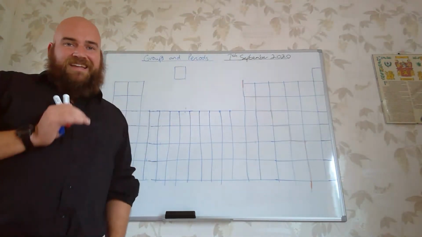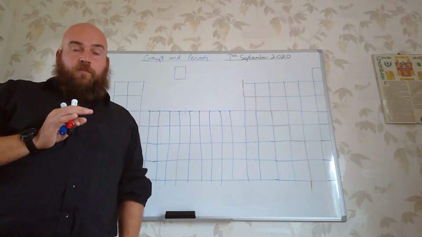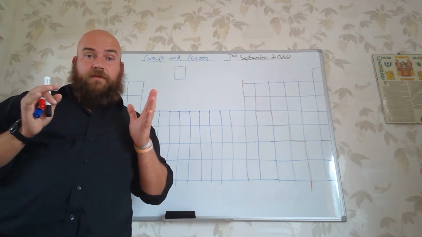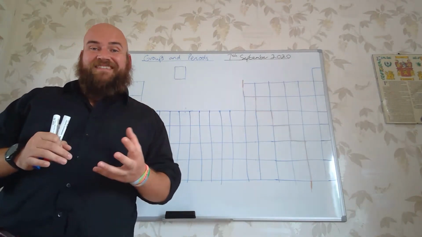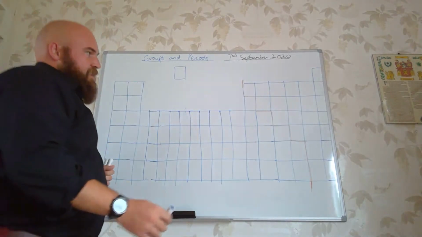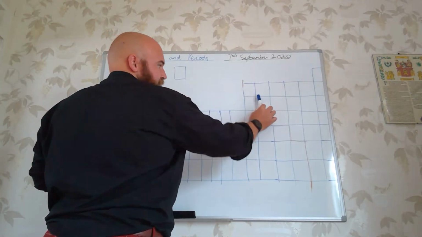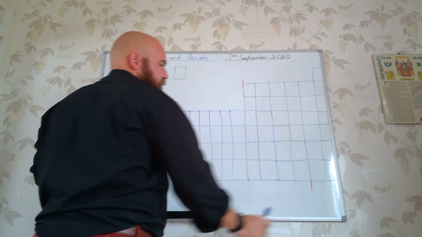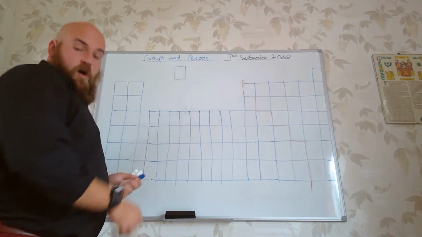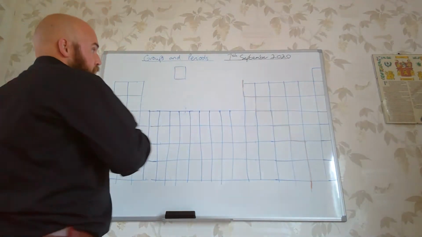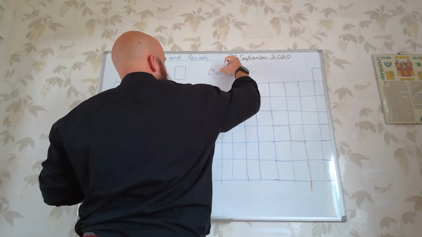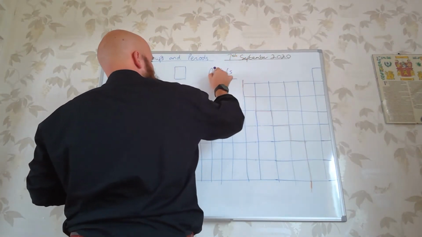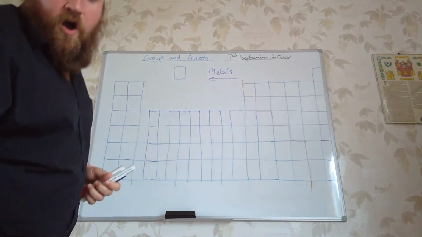Okay, so last lesson, we looked at the periodic table and in particular looked at metals and non-metals. And I believe I've got you to draw this line in to separate the metals and the non-metals. So we've got metals on the left of that line, so we've got metals over here, and we've got non-metals on the right.